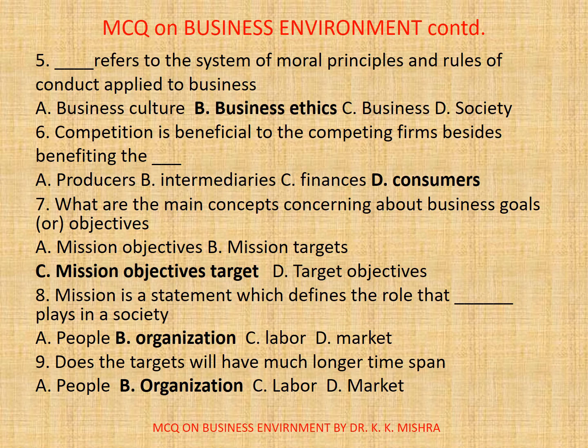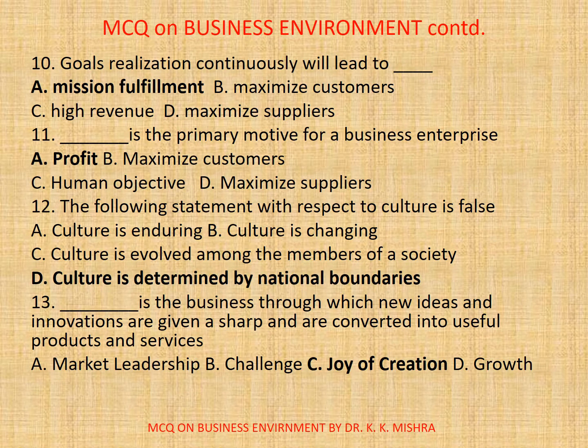Organization. 9. Does the targets will have much longer time span? So here correct option is B in case of organization. 10. Goals realization continuously will lead to dash A. Mission fulfillment, B. Maximize customers, C. High revenue, D. Maximize suppliers. So here correct option is A. Mission fulfillment. 11. Dash is the primary motive for a business enterprise. A. Profit, B. Maximize customers, C. Human objective, D. Maximize supply. So your correct option is A.